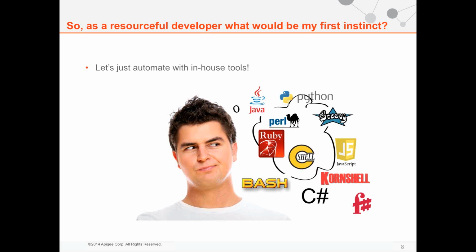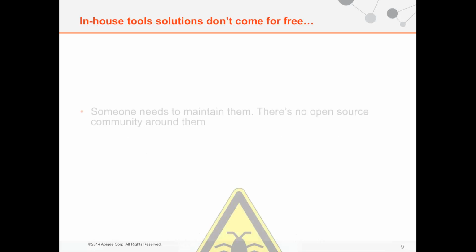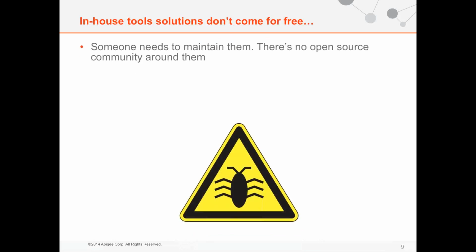As we mentioned before, the reality is that nobody writes perfect code the first time. So the tools that we create, somebody needs to maintain them. There is no open source community around them, and they need to go through a QA process, but we don't have that team, right? The tools that we write for automating our tasks usually don't go through a QA process.